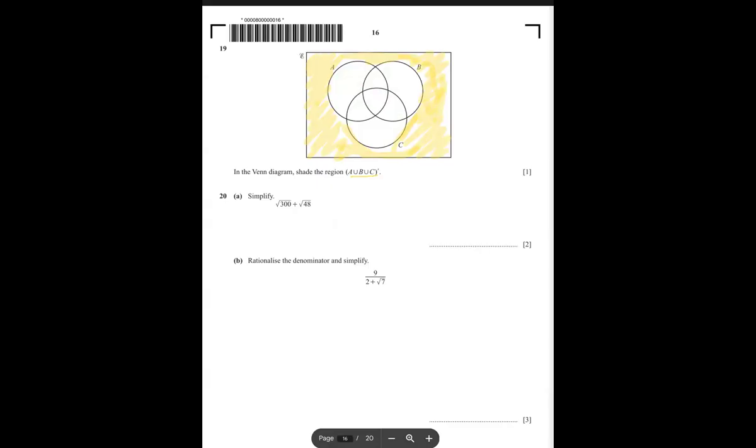Okay, simplify surds. Surds will definitely come out for paper 2, no matter what you're doing. They ask you to simplify, they ask you to rationalize. So this one definitely will come up. Spend some effort to practice. Okay, simplify square root 300 plus square root 48.